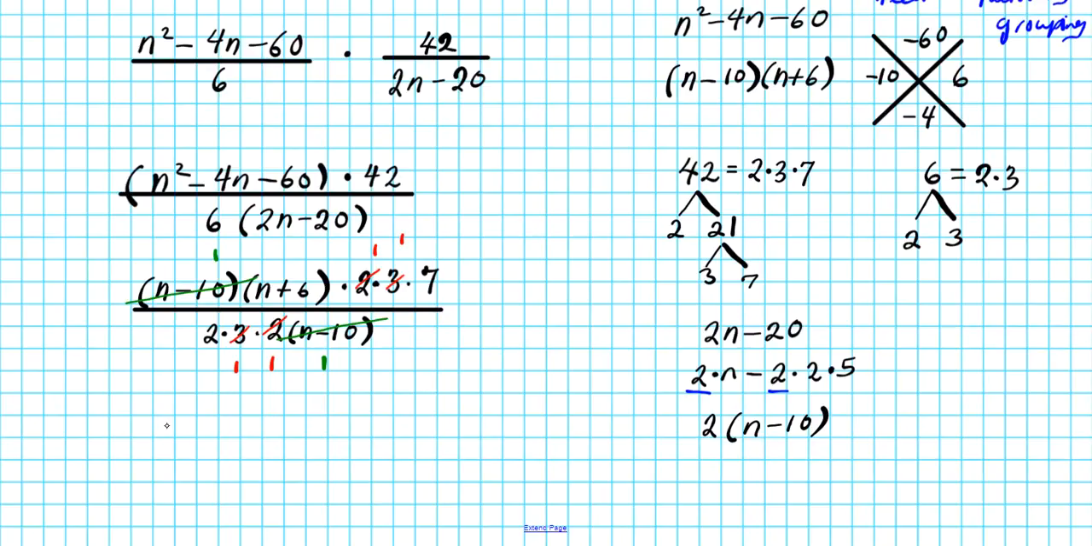So we'll simply just express our remaining terms as a product, 7 times n plus 6, divided by 2. Alright? So there goes your final answer for question number 2.